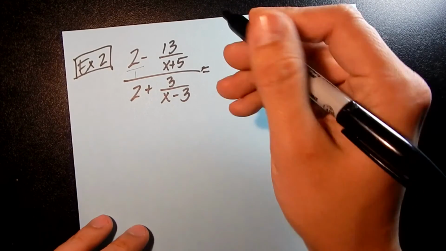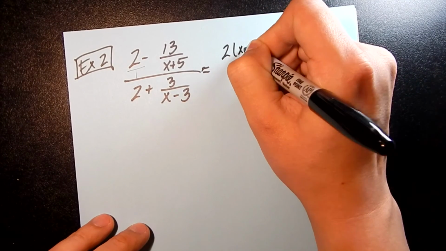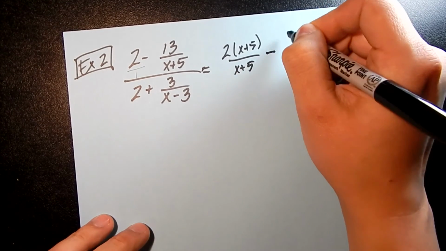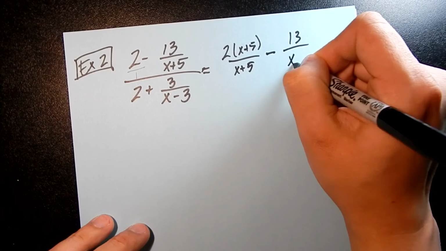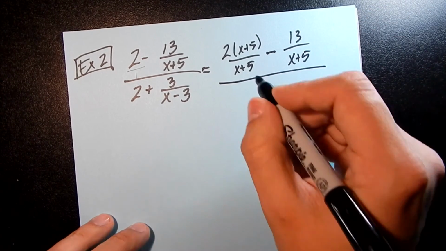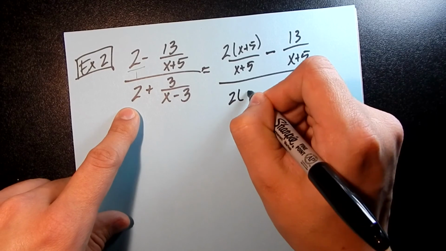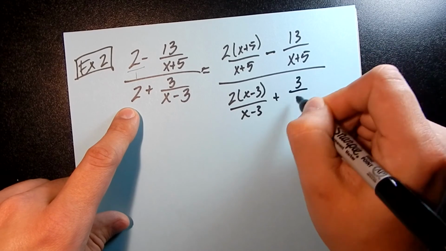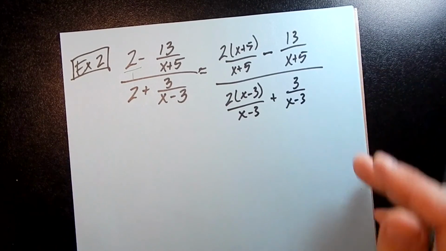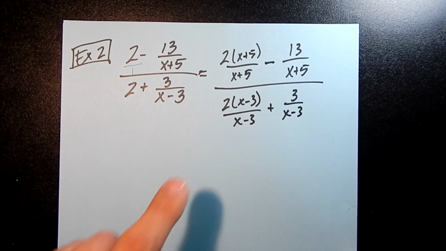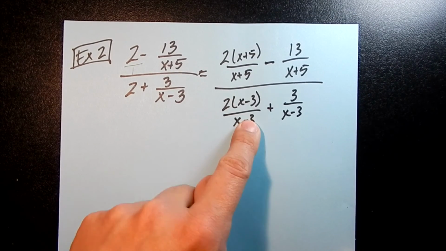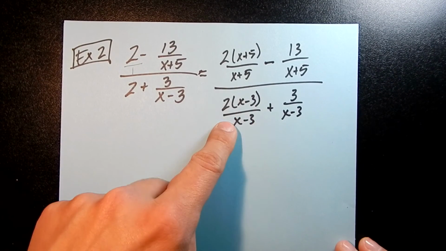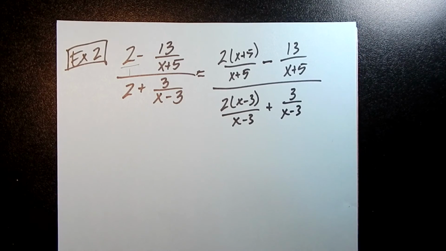So let's do that now. So I've got 2 times this quantity over this quantity minus 13 over that quantity. And I'm going to do the same thing to the denominator. So 2 times x minus 3 over x minus 3 plus 3 over x minus 3. So these two parts just kind of came along for the ride. Okay, now notice that if I factor this back out, x minus 3 over x minus 3, that cancels. That's just equal to 2. So again, we've changed the way this looks, but we don't change what it's equal to. So we're good to go here.